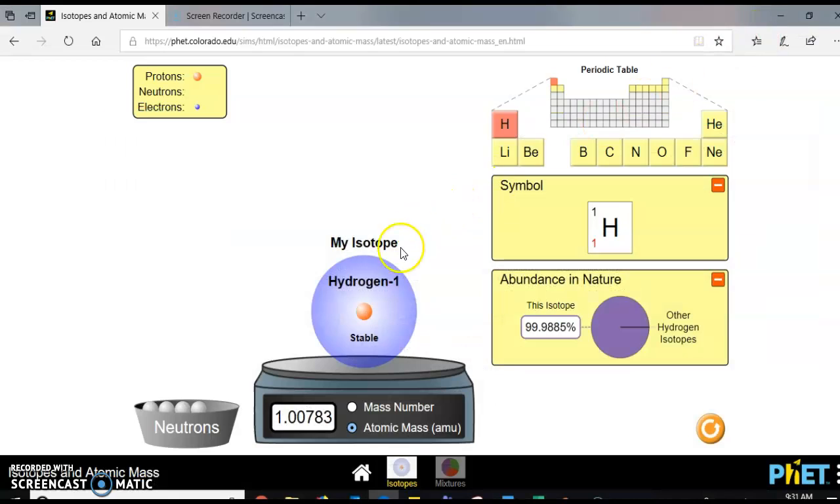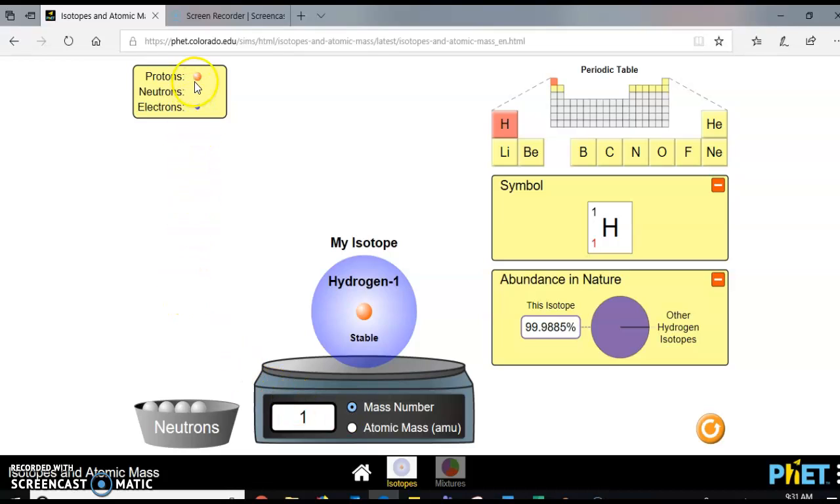We have the isotope itself, so hydrogen 1. We have the symbol over here, so a hydrogen with a 1 in the top left corner, or if you want to write H-1, that's fine. I know it's difficult to do exponents in Word documents, so either is fine. You're going to write down the percentage again, 99.9885 is your percent abundance. The atomic mass is on the scale, that's the 1.00783 AMUs.